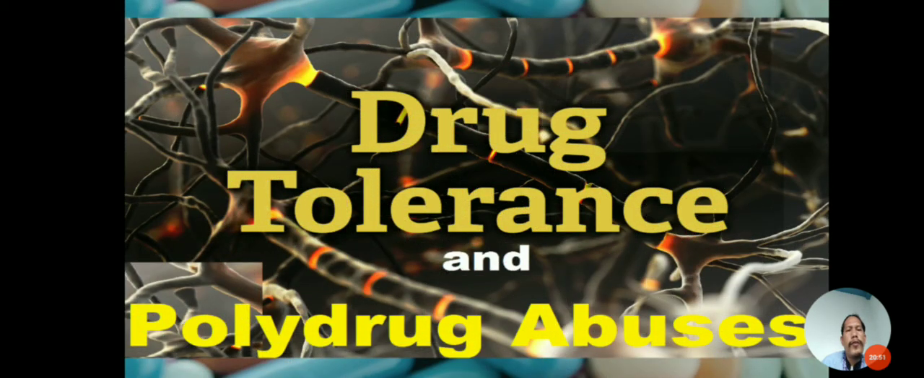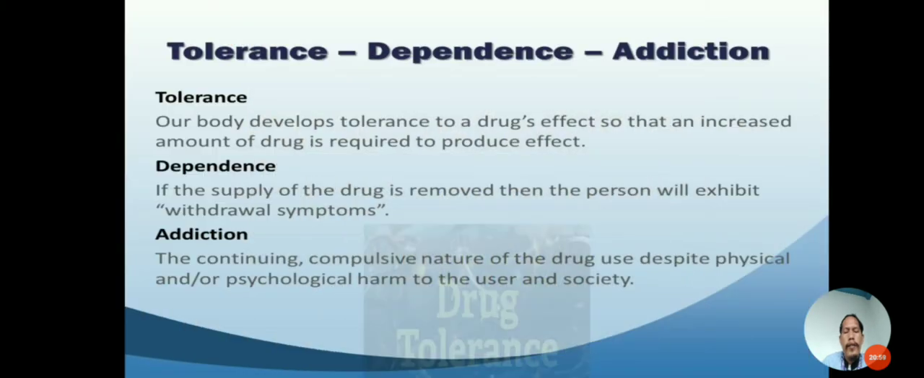Next is drug tolerance and polydrug abuse. In drug tolerance, the regular use of drugs increases the tolerance of the body so that the user keeps getting the desired effects of the drug. In tolerance and dependence, our body develops tolerance to a drug's effects so that an increased amount of the drug is required to produce the effect. If the supply of the drug is removed, then the person will exhibit withdrawal symptoms.